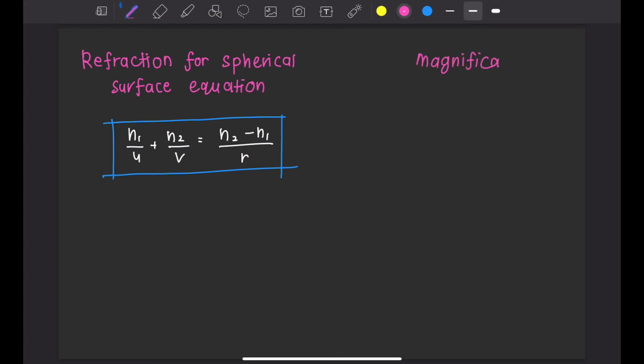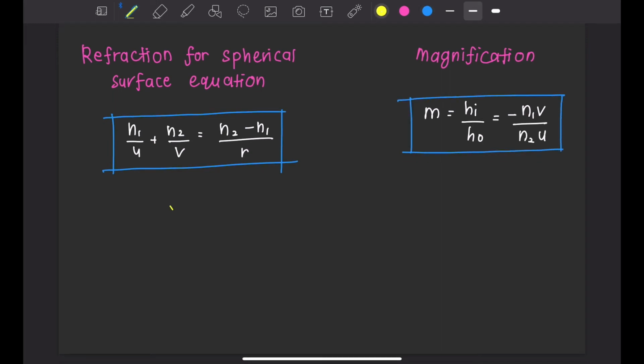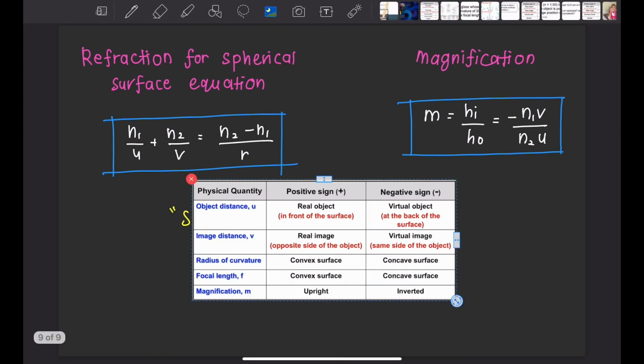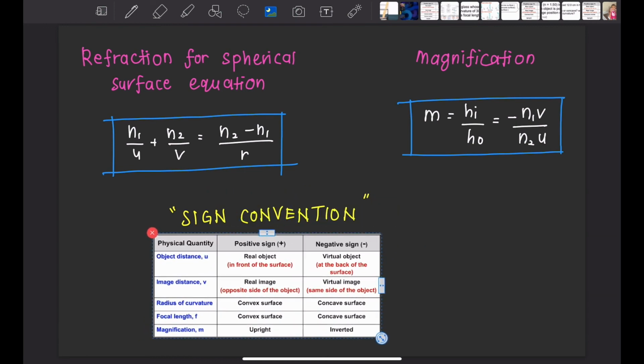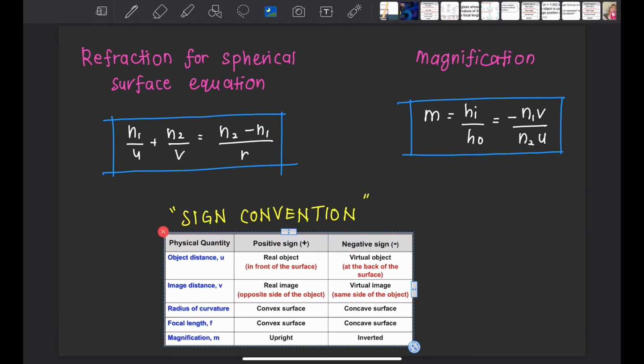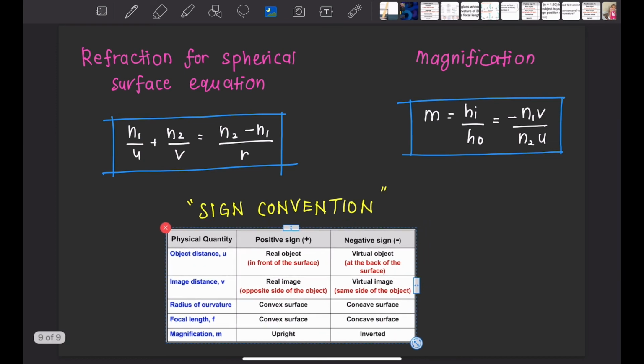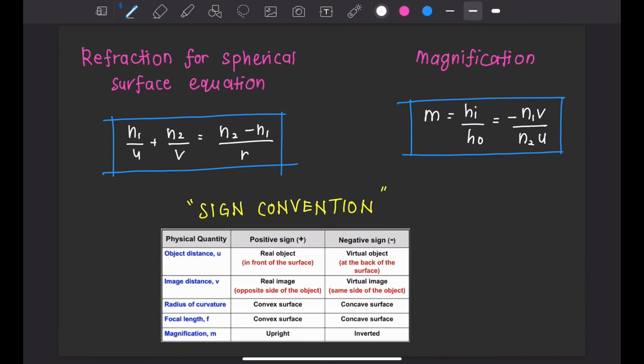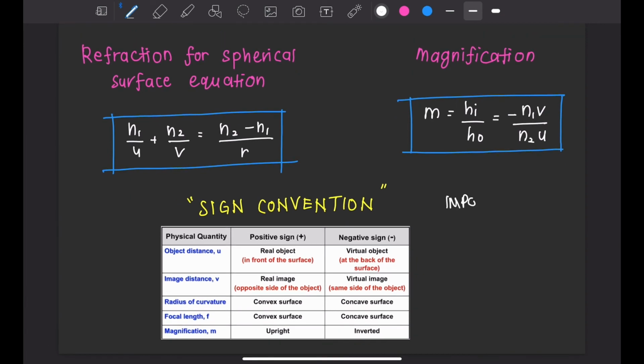So for the magnification equation, we have magnification equal to height of image over height of object, equal to negative n1 v over n2 u. And for the sign convention, okay, let's look at this. Everything is the same as the mirror just now, but the only thing that is different is the radius of curvature and focal length sign. For the radius of curvature, it is positive for a convex surface, and negative for a concave surface.